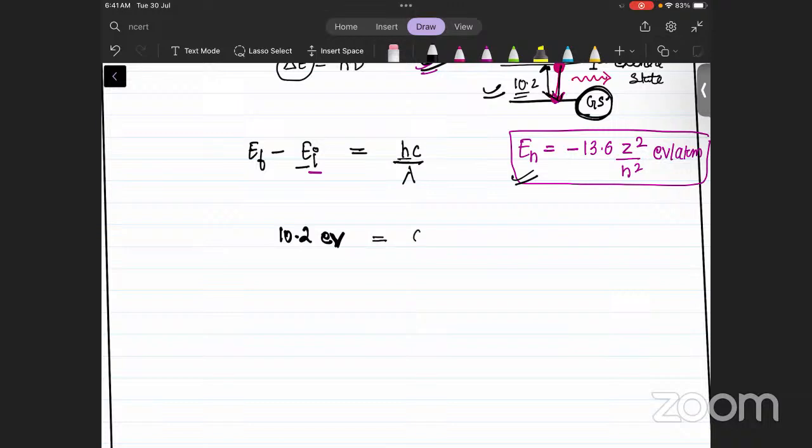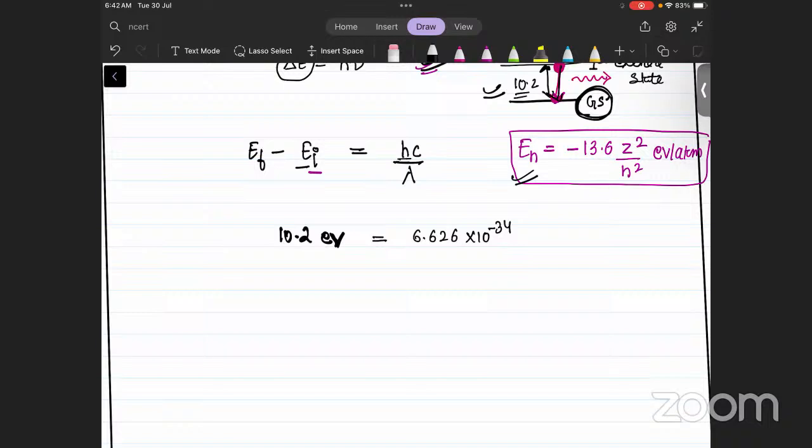6.626 into 10 raised to the power minus 34 joule. Now, tell me the unit. For me, the value is fine, everyone can remember it. Tell me the unit. I'm not interested in this, I'm interested in knowing the units from you. Joule. Joules, ma'am.